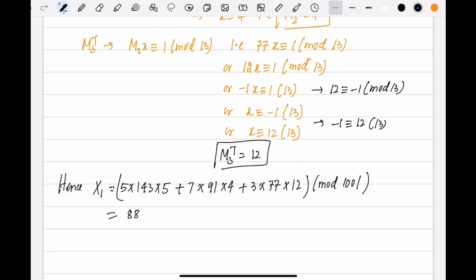So it is 8895 modulo 1001. So this becomes 887 modulo 1001. So 887 is the common solution to all the given three congruences.